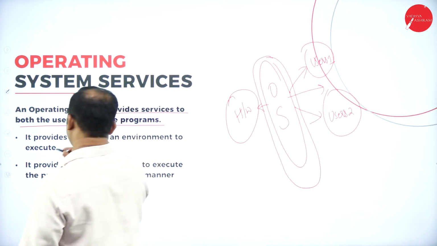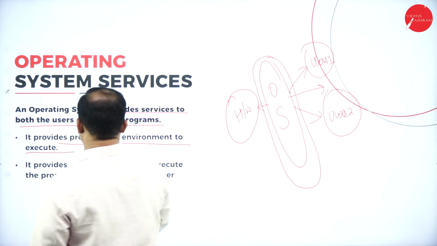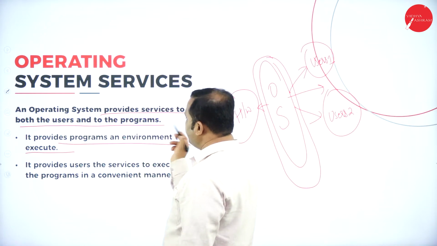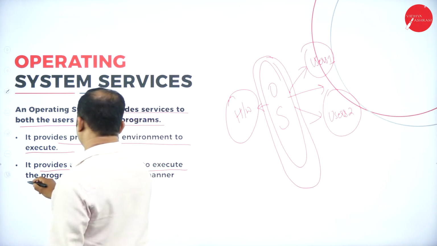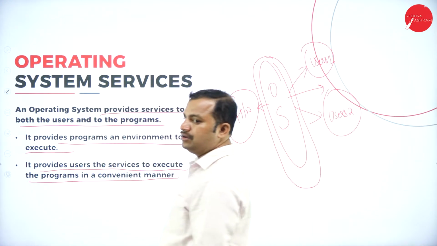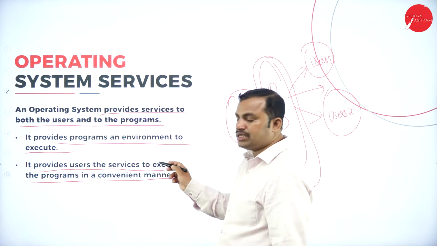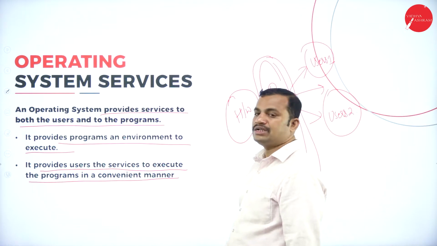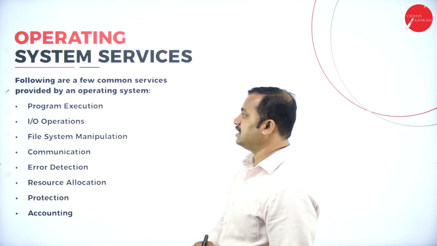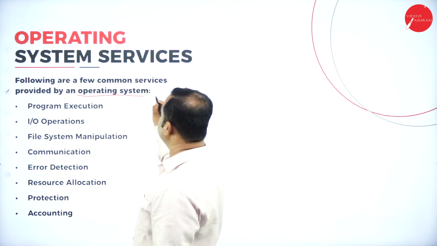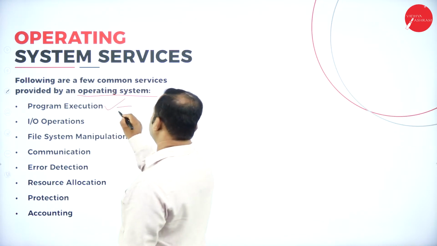The first service provided by the operating system is a program and environment to execute. It provides users the services to execute the programs in a convenient manner. That is the second type of service provided by the operating system. A few of the common services provided by operating systems are program execution, which becomes a process.